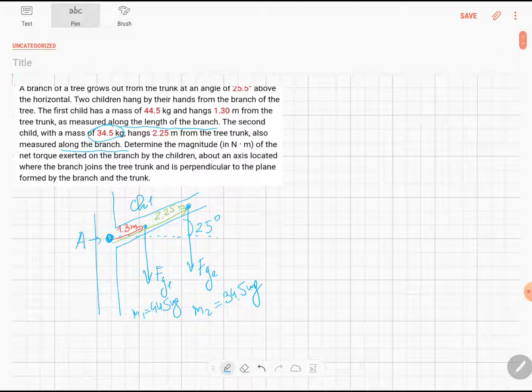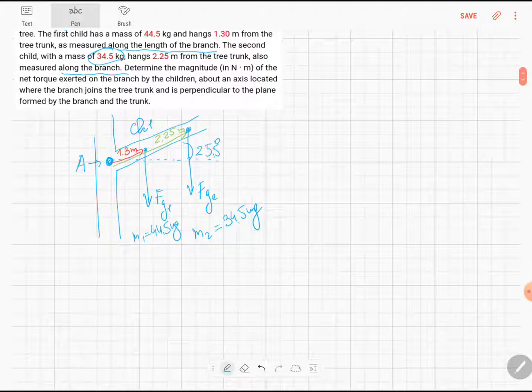All right. We also know that this angle, as far as I understand, the angle between the branch and the horizontal, is 25.5 degrees. All right, so we need to find the torque. We'll start with the first child.